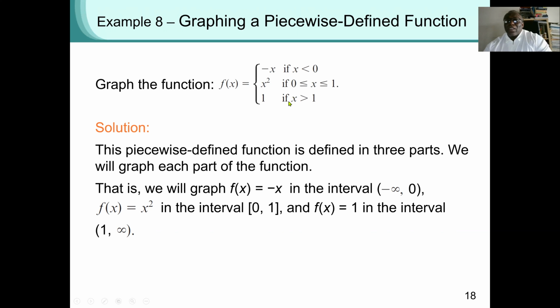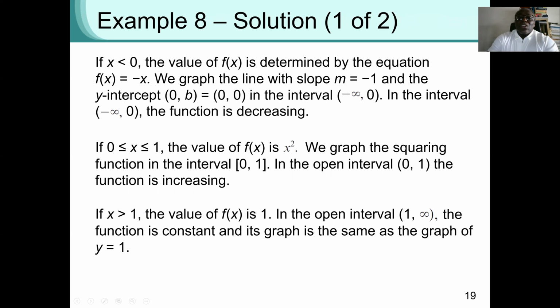So we'll graph f of x equal to negative x, on the interval from negative infinity to 0. Then f of x equal to x squared, on the interval from 0 to 1. And the last part is on the interval up to infinity. If x is less than 0 and the value of f of x is determined by the equation f of x equal to negative x, then we need to graph the line with slope m equal to negative 1, and the y-intercept b equal to 0, in the interval from negative infinity to 0.